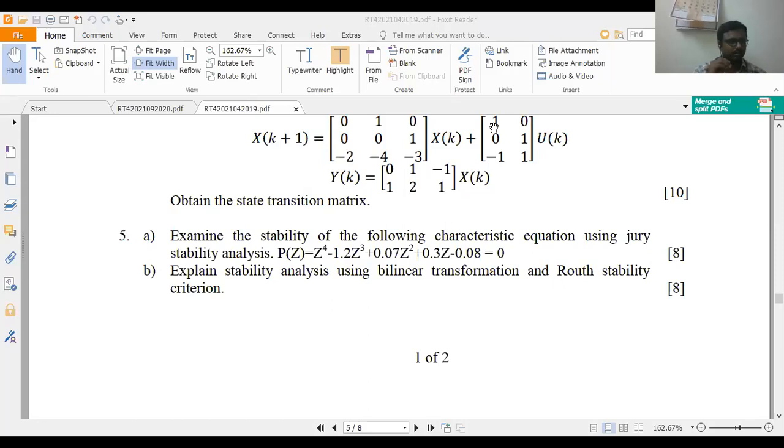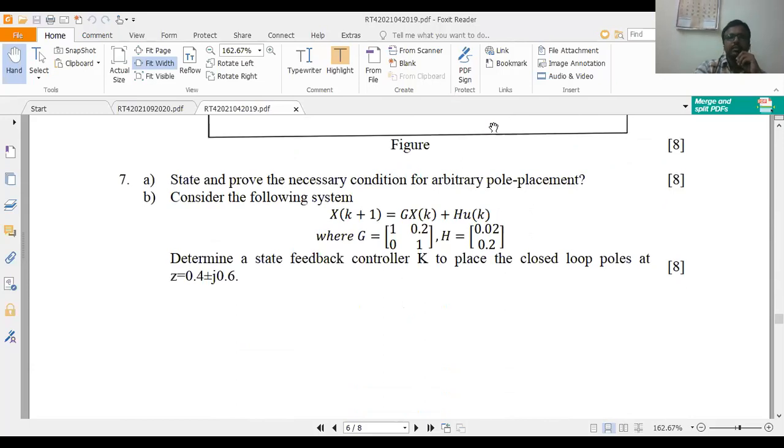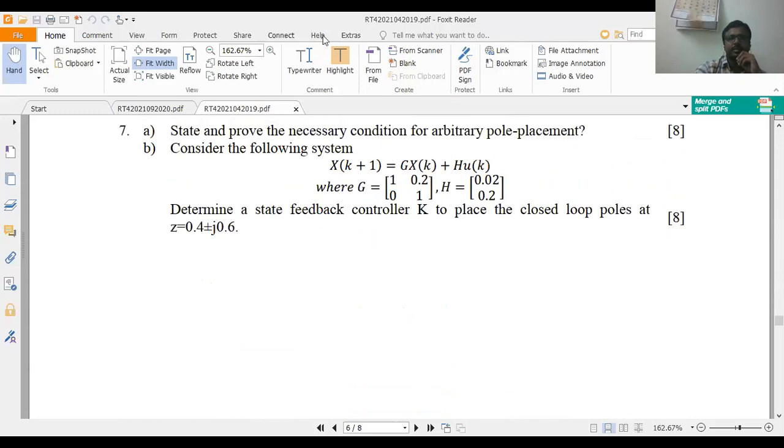Okay, we have the procedure regarding this particular one, and after that we have to go for the last set of questions regarding unit 6, that is, state and prove the necessary conditions for the arbitrary pole placement, and next the determination of the state feedback controller with the 2x2 matrix having the closed loop poles, and it is asked for 8 marks. One problem will be definite, whether it will be 16 or 8 marks.